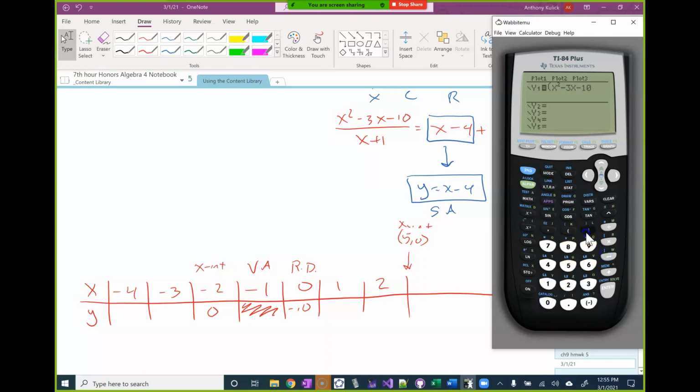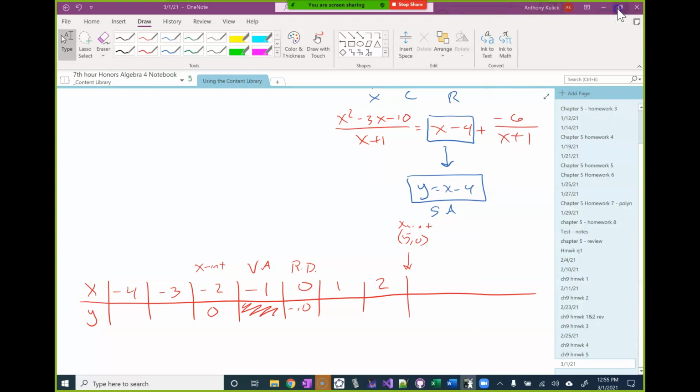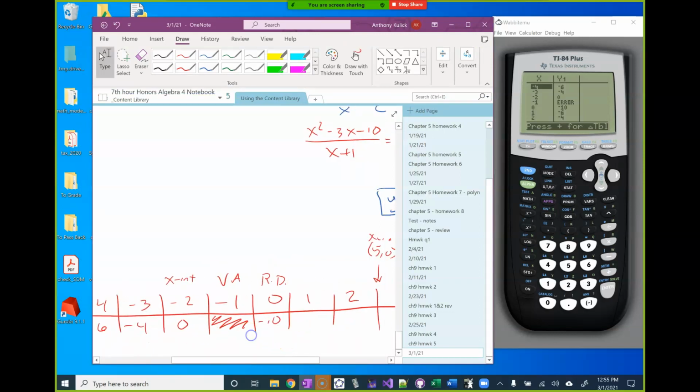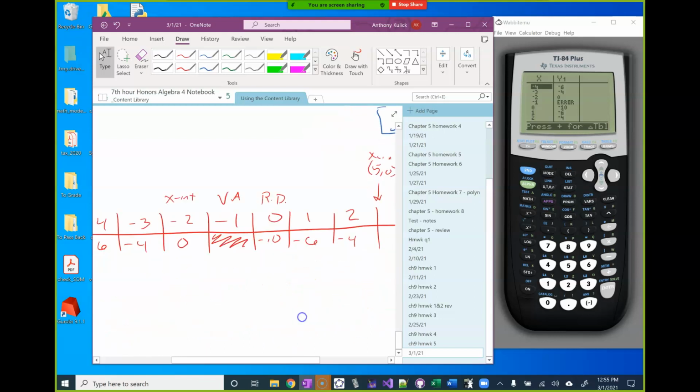Questions from anybody yet? It's okay if you do, just holler at me and I'll address them the best I can. Let's see, we have negative 6, negative 4. We have our negative 10, and we have another negative 6, negative 4. Okay.